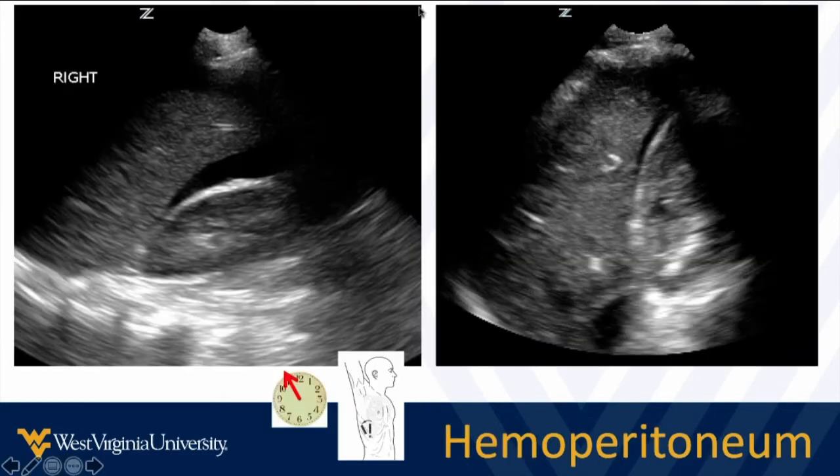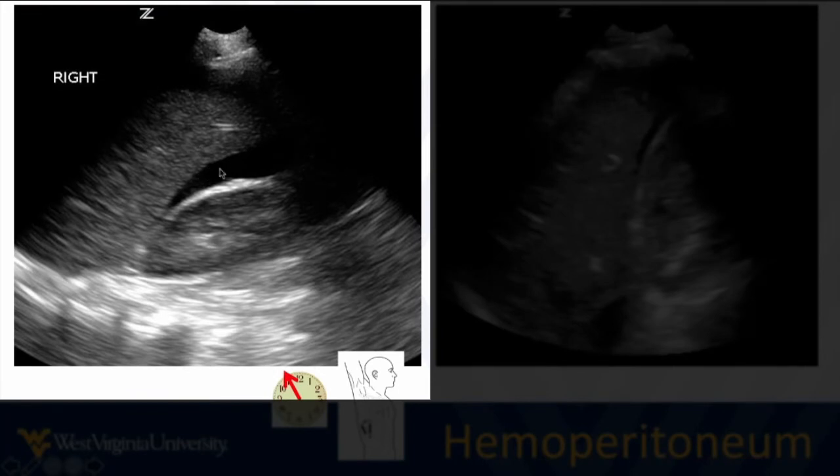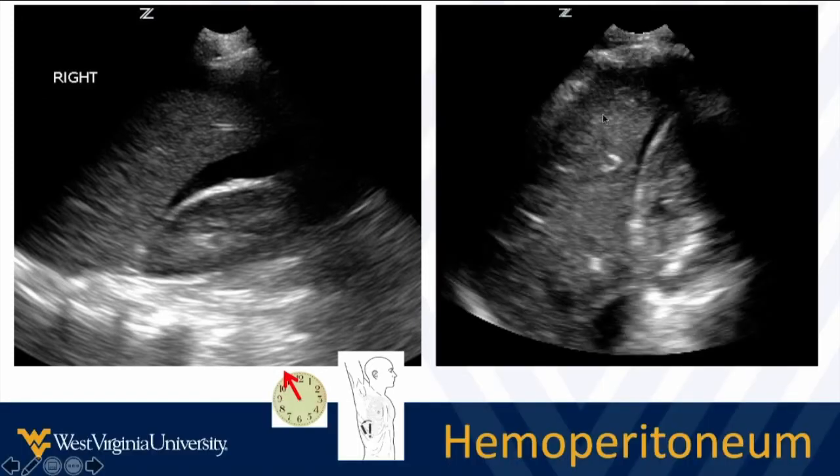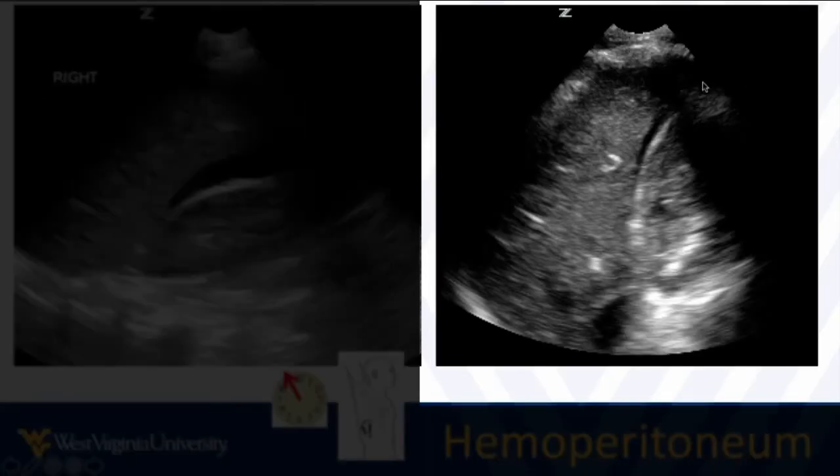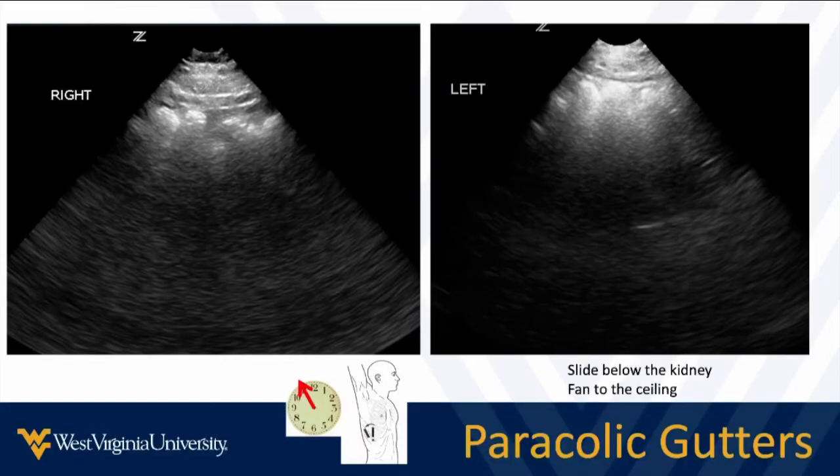So here's kind of the stereotypical image of fluid in Morrison's pouch. We can see it all around the liver, down here, past the liver tip in the paracolic gutter. Here's a little more subtle. As we get more experience, hopefully we can pick up these subtle findings. So this is just a little sliver of fluid in Morrison's pouch. We want to be able to identify that. We work our way down.